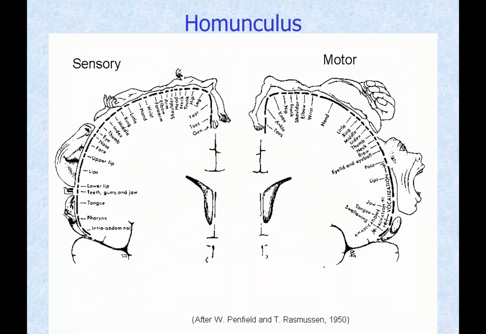Then this concept of the homunculus. The homunculus is the map that shows how the body is represented in the brain. So you have a sensory homunculus and a motor homunculus. If you look at this diagram, you can see certain areas of the body which are not so big, but when it comes to representation in the brain, a large area of the brain is taken to represent that area of the body.